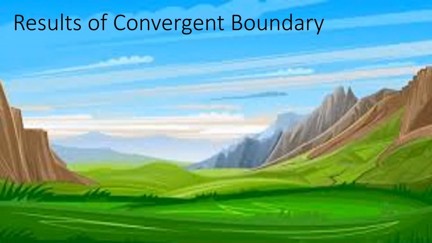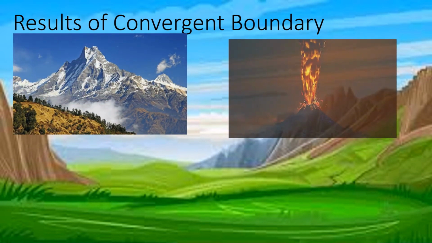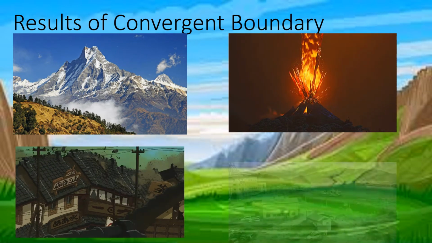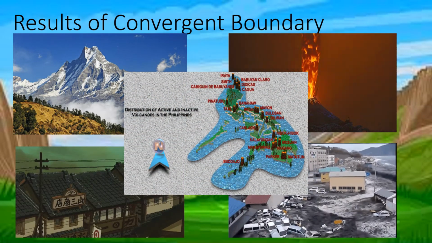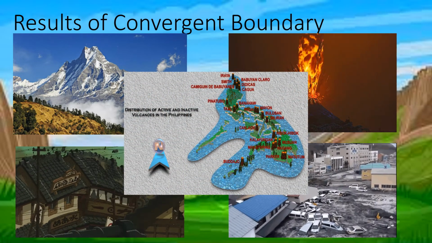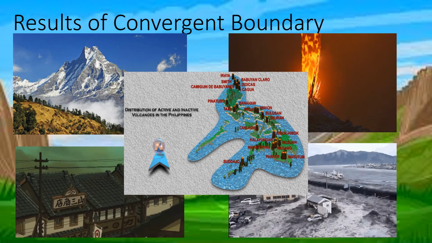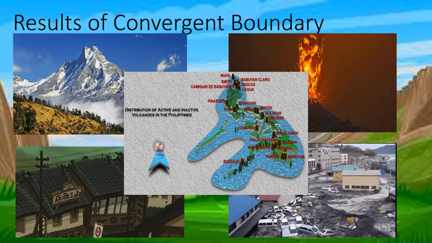Now let's talk about the result of convergent boundary. It produces mountains, volcanoes, and it can cause earthquakes and big tsunamis. Our country is a product of convergent boundary. As you can see, we have a lot of mountains and volcanoes all over the country. That's why we also experience earthquakes and tsunamis.